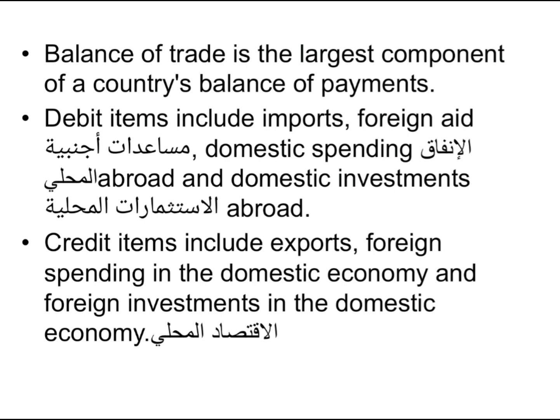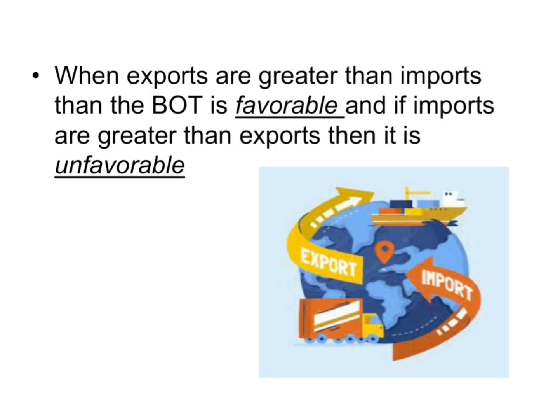Debit items include imports, foreign aid, domestic spending abroad, and domestic investments abroad. Credit items, however, include exports, foreign spending in the domestic economy, and foreign investments in the domestic economy. We have to know that when exports are greater than imports, then the BOT is favorable. And if imports are greater than the exports, then it is unfavorable.